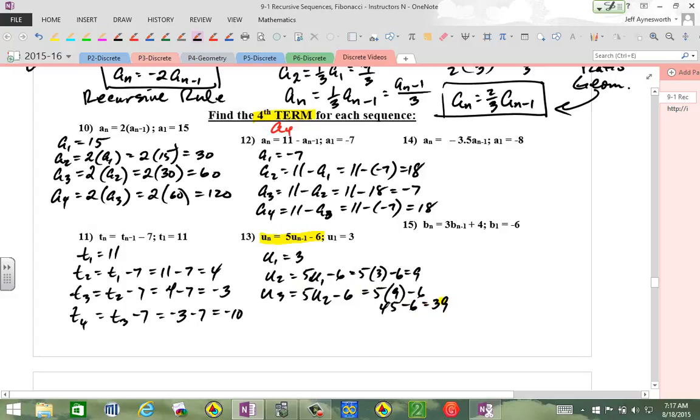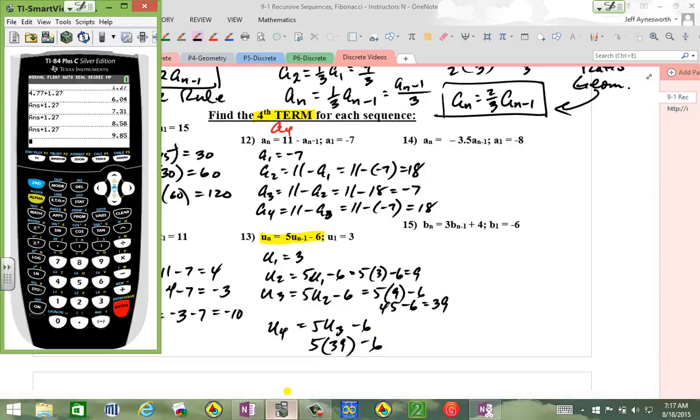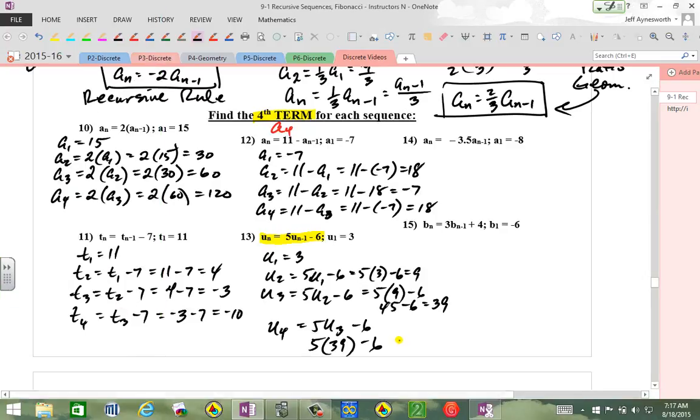Use your calculator if you like. u sub 4 is equal to 5 times the one before it, u sub 3, minus 6. That's 5 times the 39, minus 6. Use your calculator if you want. Clear it out. 5 times 39 minus 6. That's 189. So the fourth one is 189.